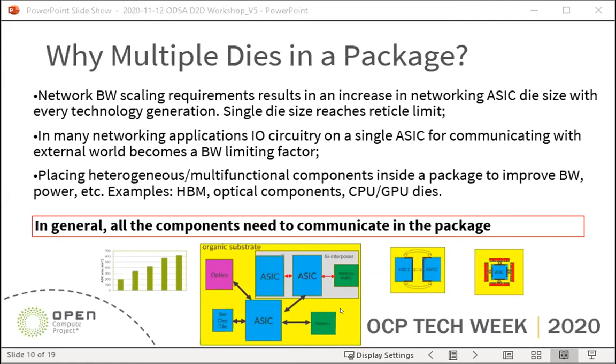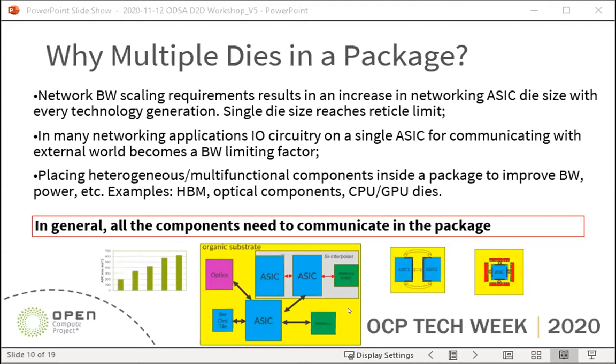So I sketched a couple of pictures showing what such an organic substrate can have and what the communication between components is. In the large picture in the center, you can see that there are multiple options. You can have an ASIC on organic substrate, an ASIC on a silicon interposer or RDL, optics, SerDes tiles and memories, and many of the subcomponents need to communicate with each other.